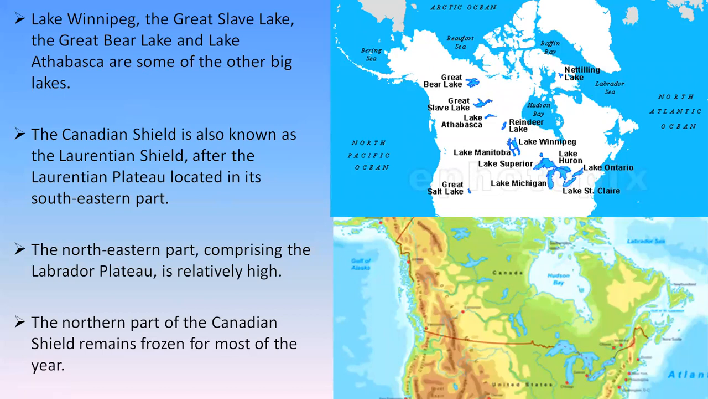I will show you all this in detail. Winnipeg Lake over here, then Great Slave Lake over here, and Athabasca Lake over here. Then some other big lakes. You can find some other lakes too in this map.